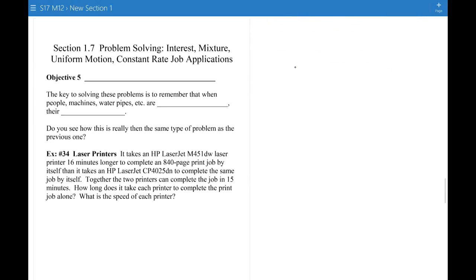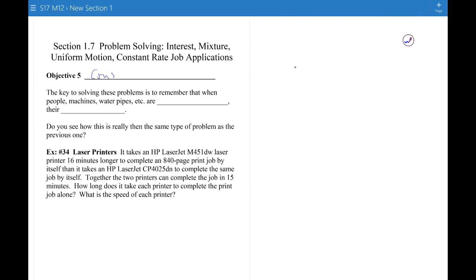Okay, and then the last type are going to be the constant rate job problems. And the key to solving these is to realize there's lots of similar problems when people, machines, water pipes, printers, copiers, anything like that are working together. The thing that combines is their rates. So their rates are what add together.